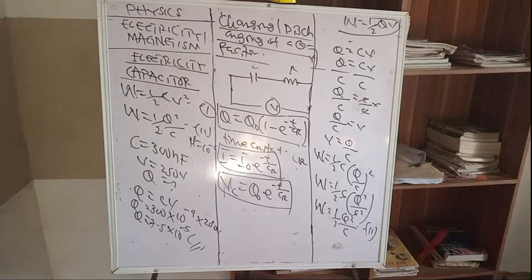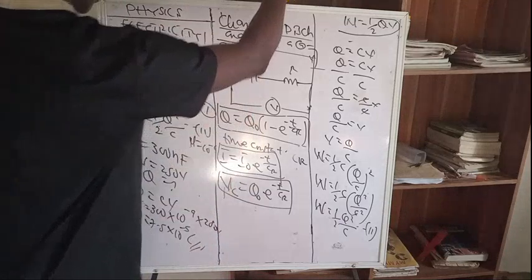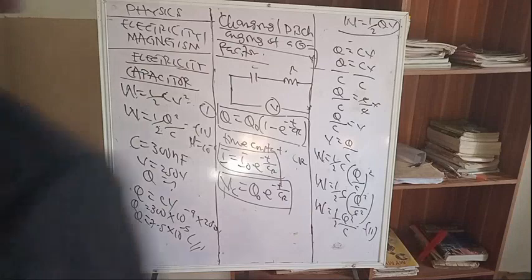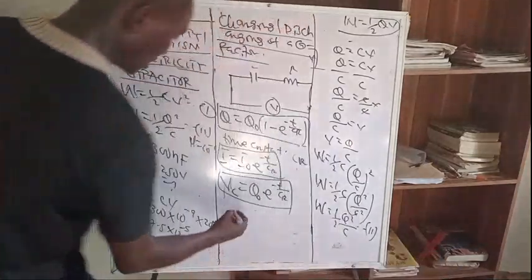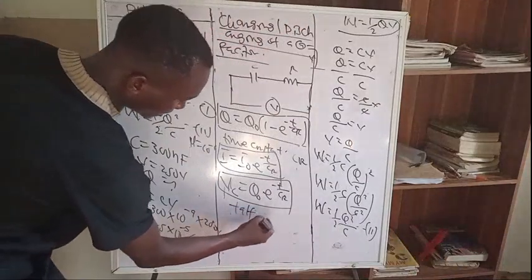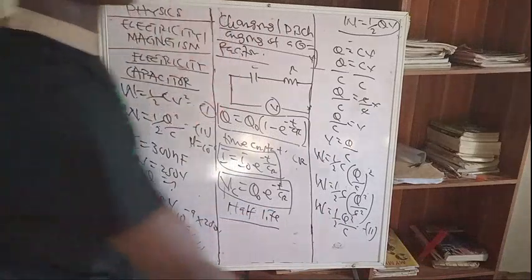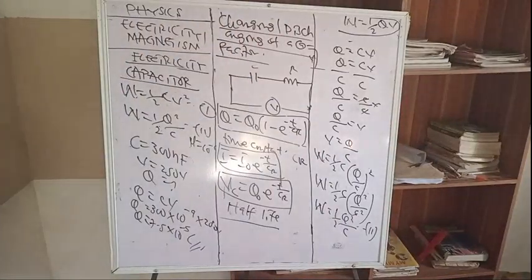Then let us move to the last part we are considering: how to find the half-life. The half-life of what? Of a discharging and charging capacitor. You know, in physics, in radioactivity, we find half-life. We also find half-life in a capacitor. So how do we calculate half-life?